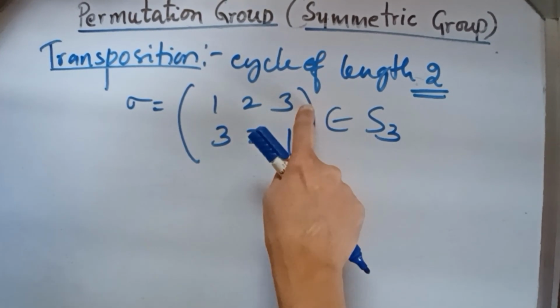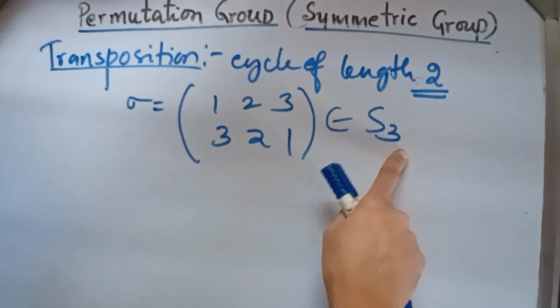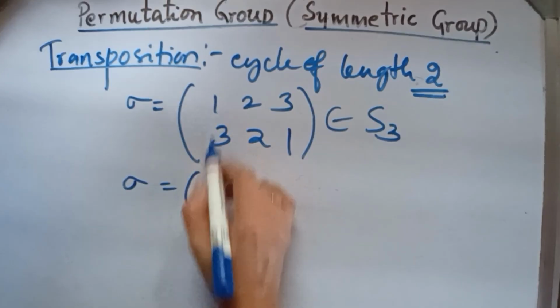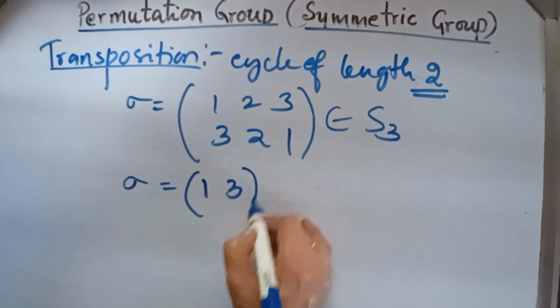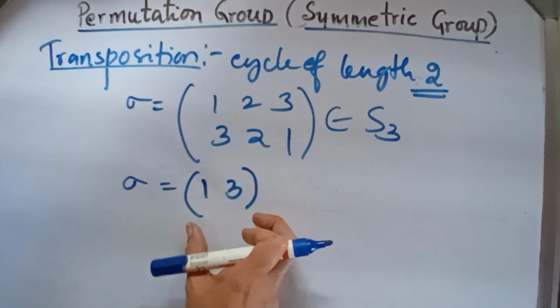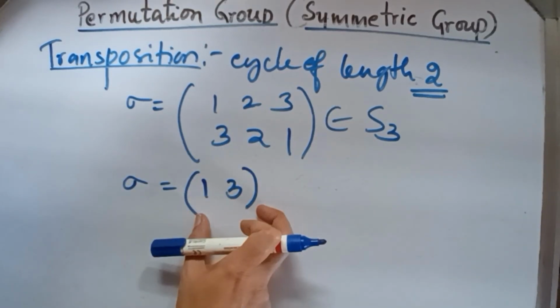How many symbols are there here? 3. So it belongs to S3. So sigma in terms of the cycle notation is 1 goes to 3, 3 goes to 1, and 2 goes to 2, fixed. No, don't write that. Just sigma is represented as (1 3).